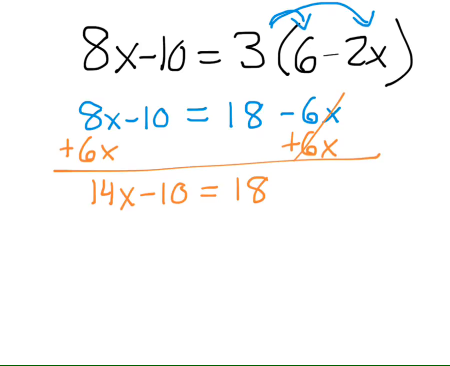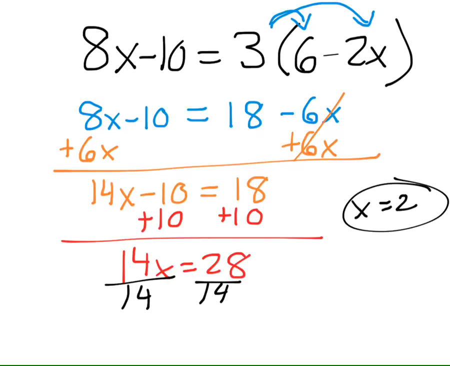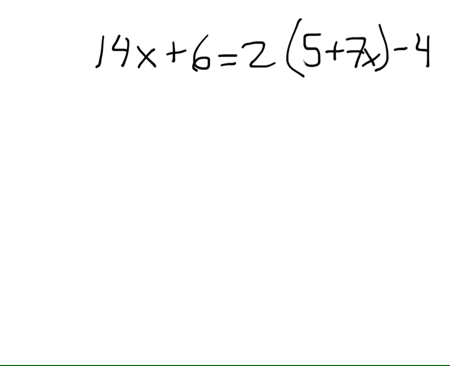Now it becomes a problem very similar to what we've done before. We're going to undo that subtraction by 10 and add 10 to both sides. And I get 14x equals 28. Then divide both sides by 14 to undo that multiplication by 14, the inverse operation, and x is 2. How'd we do with that? Get that? Yeah? Good.